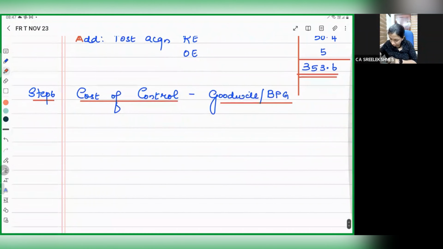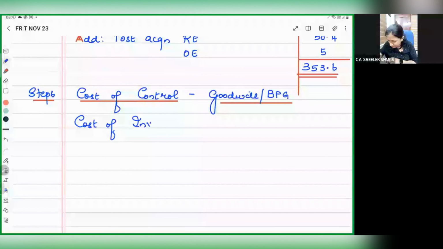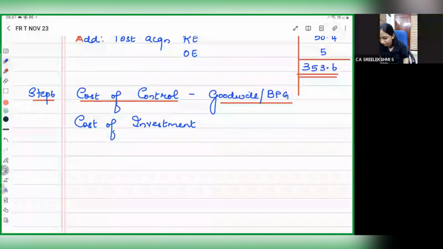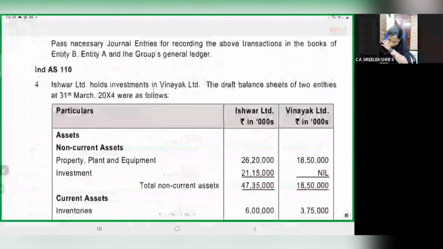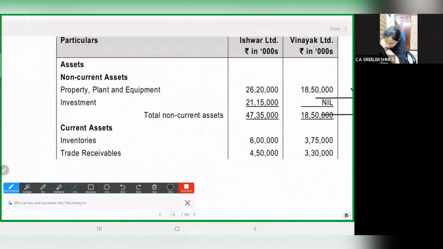So what we do? Cost of investment. I'm going to check how much is the cost of investment. Checking from the books of Ishwar, asset side, investment, it is 2115 million. Yes or no? 21,15,000 means nothing but 2115 million.